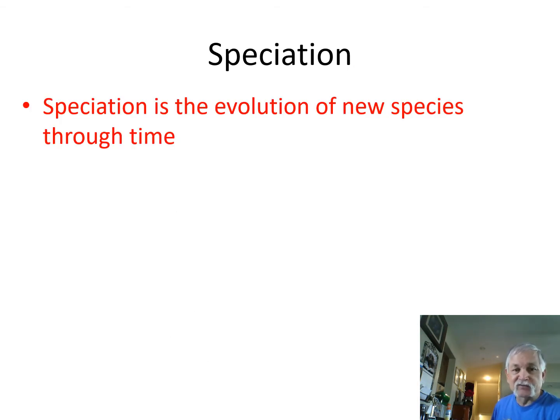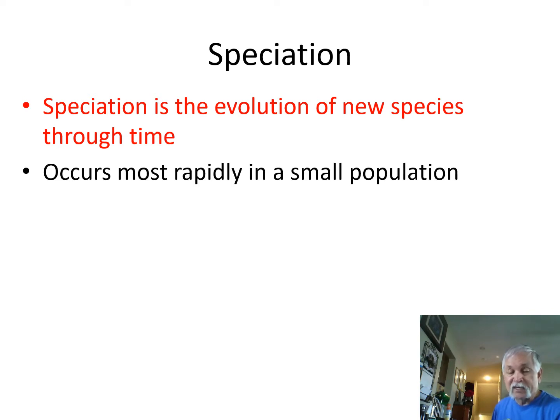Speciation is the evolution of a new species through time. It just means that's the process by which we get a new species. And when you consider the millions of species of organisms that we have, it's quite remarkable how this happens. This usually happens more quickly in a small population.